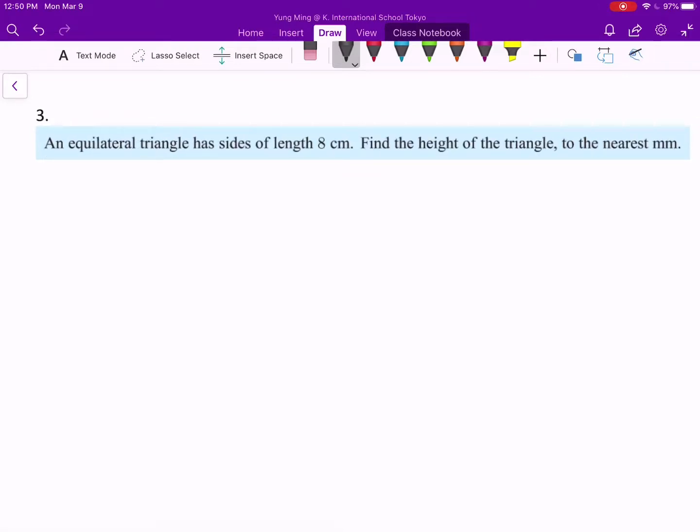Number 3. Again, pause the video. Whenever you're ready, we'll go over together. So in this question, we are talking about an equilateral triangle with side length 8. So let's mark it down, 8, 8, and 8 over here. We want to find the height of the triangle. So let's draw a height over here, and that means this is 90 degrees. Now, according to the property of an equilateral triangle, the height can cut your side length into 2 equal pieces. In this case, 4 and 4.